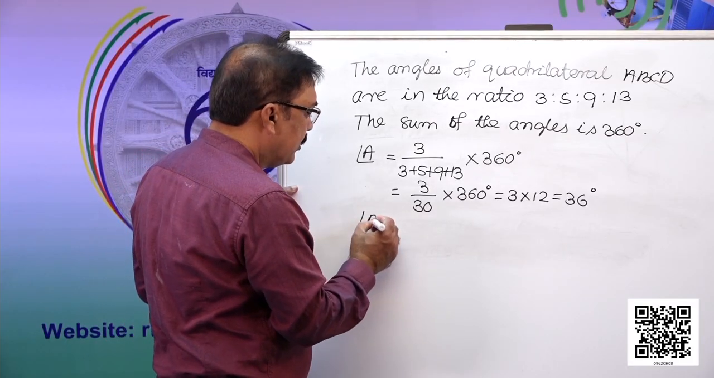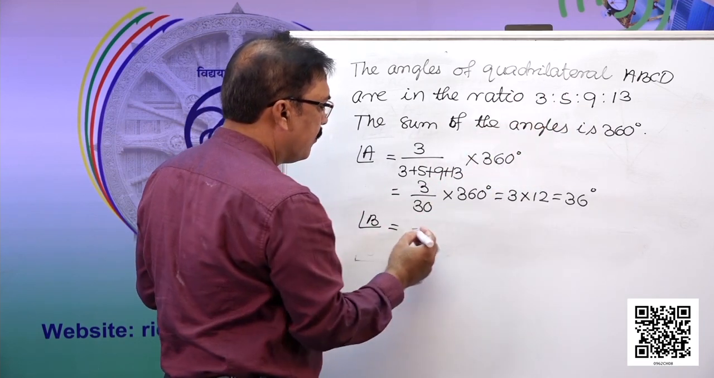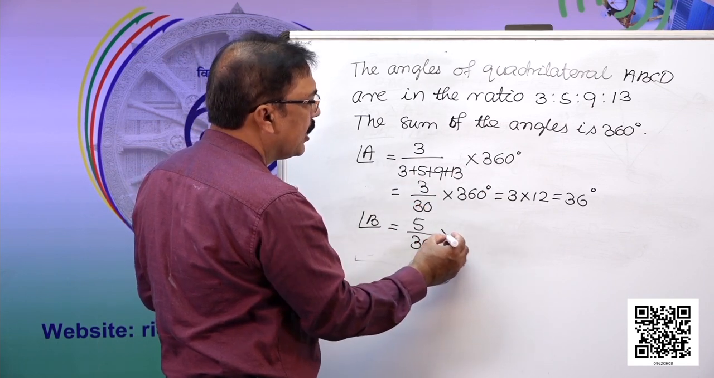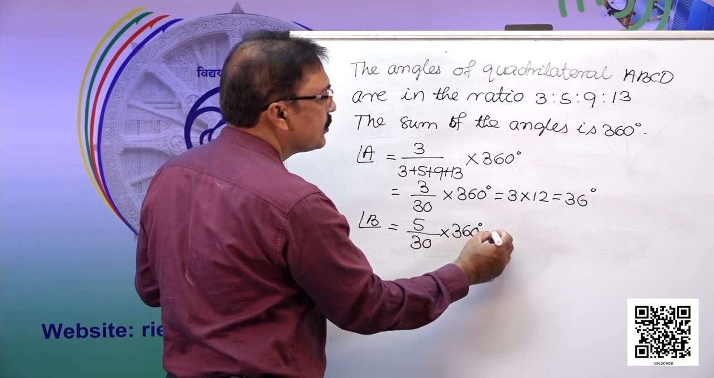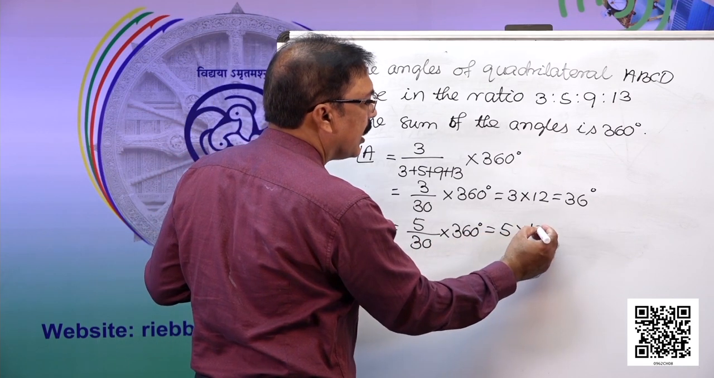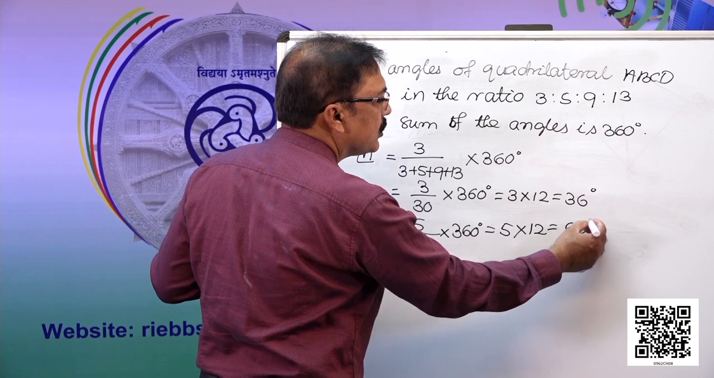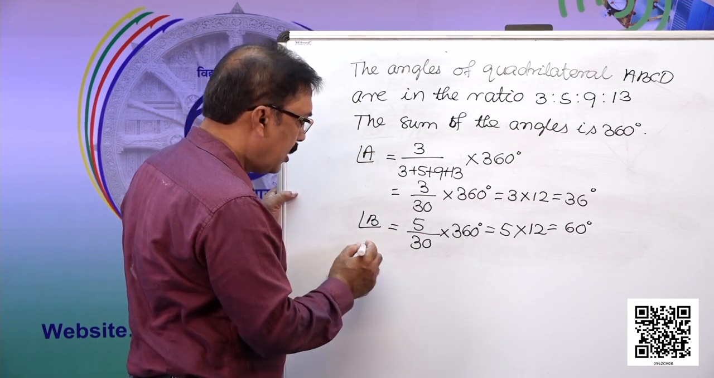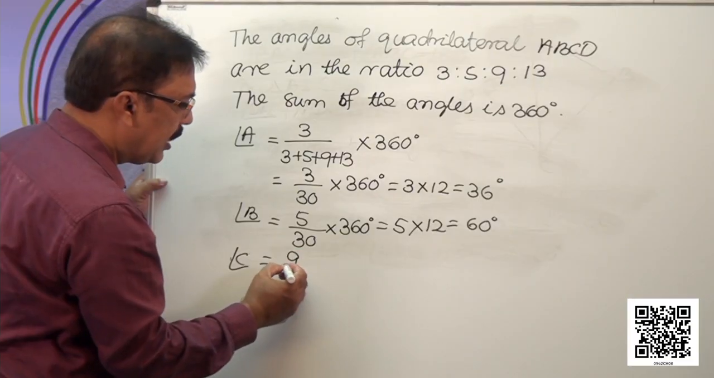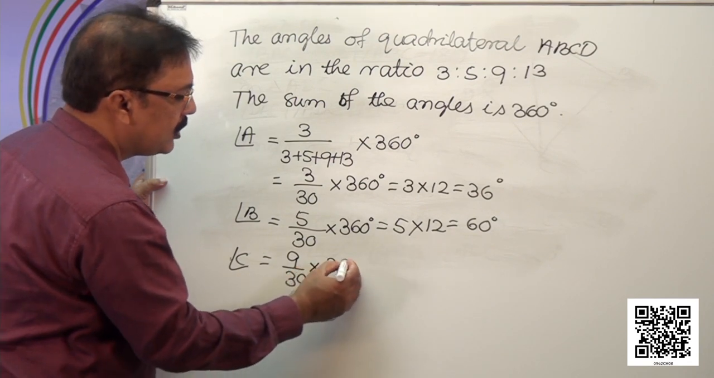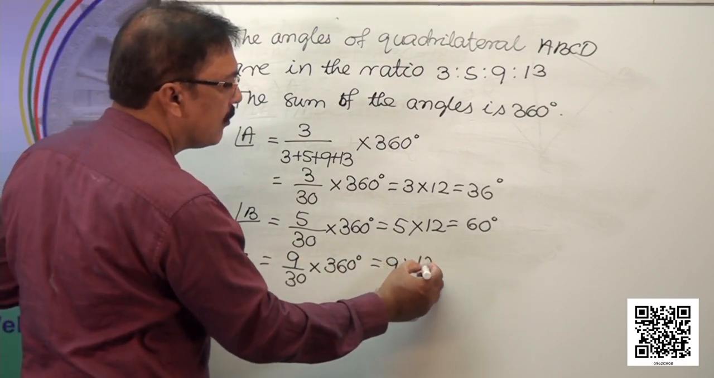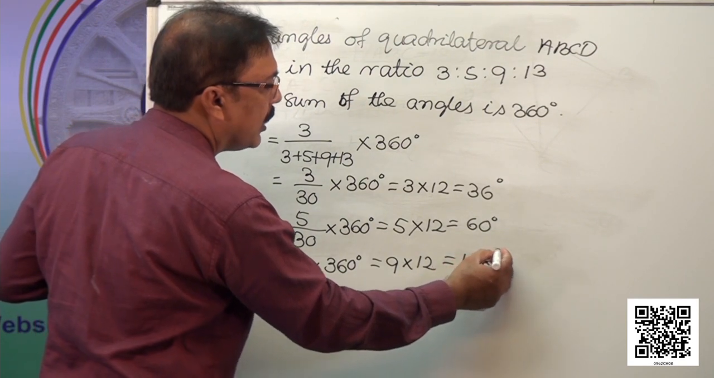Now see, angle B is equal to, now come to 5, so 5 by this sum, which is 30, so 5/30 times 360 degree. That gives 5 times 30 equals 360, cancel, that is 12, so this gives 60 degree. Now angle C is equal to, next is 9, so 9/30 times 360 degree, that gives again 9 times 12, that is 108 degree.